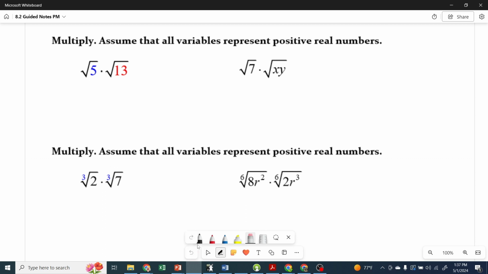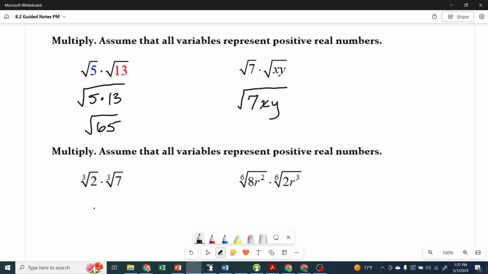So here we have the square root of 5 times the square root of 13. I'll write this extra step out, though we don't need to: 5 times 13. This is equal to the square root of 65. So, this is pretty easy just to go ahead and do. Square root of 7 times xy is the square root of 7xy.